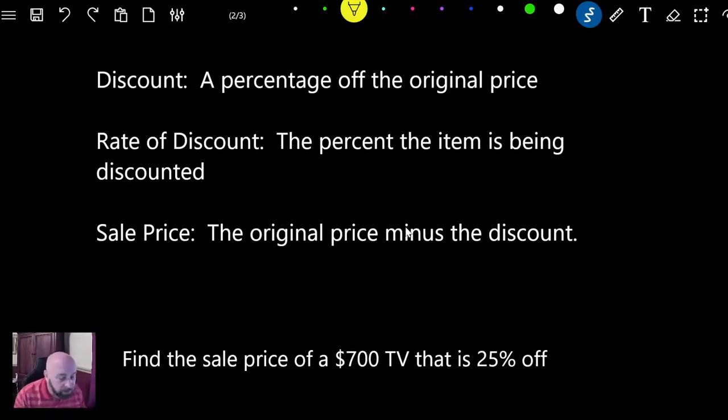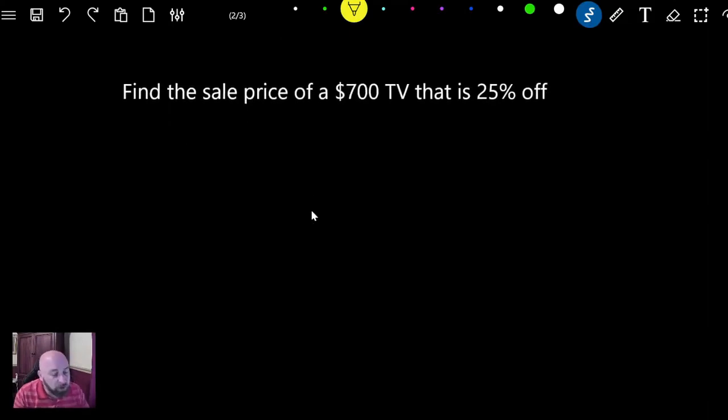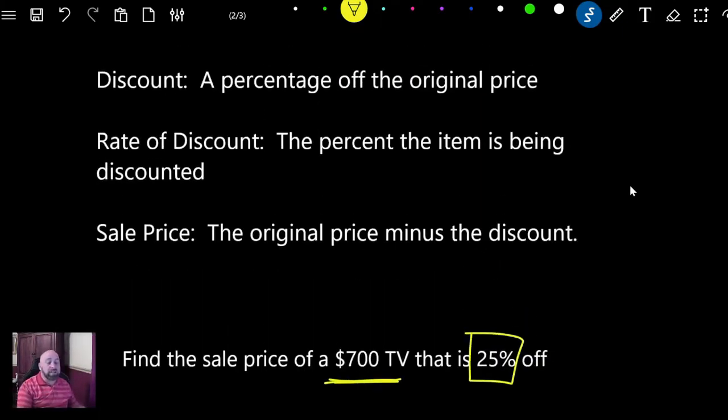Okay, and so let's look at a problem here. We're going to find the sale price of a $700 TV that is 25% off. So let's talk about it. What is our discount?